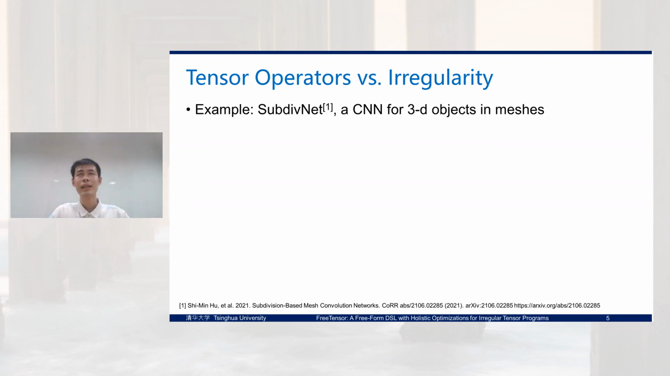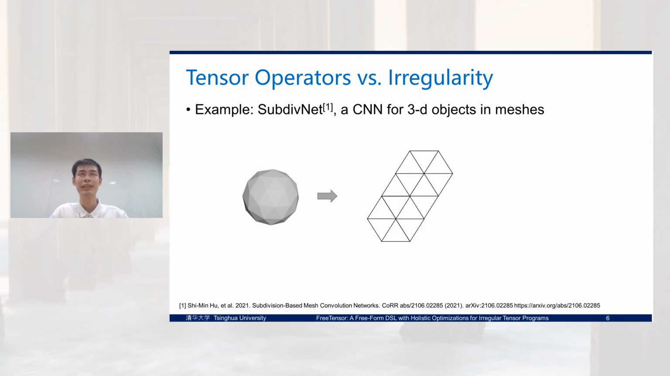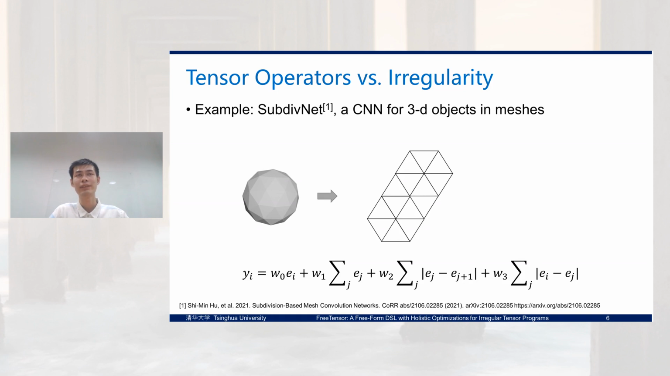Let's have a close look at a detailed example, SubdivNet, which is a convolutional neural network for 3D objects represented in meshes. For example, here's a ball represented in a mesh, or it can be shown in a 2D form like this. We need to compute this formula as one of the SubdivNet layers, and there's a sub-expression in a red box. To compute this sub-expression, we need to find 3 adjacent faces for each center face, and compute an absolute value of the difference of each 2 adjacent faces in a circular manner.